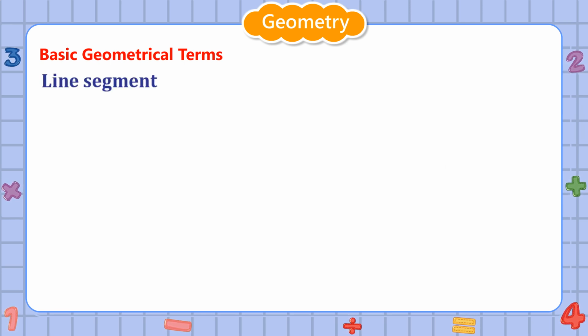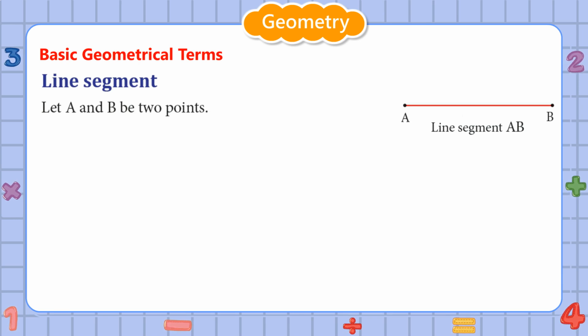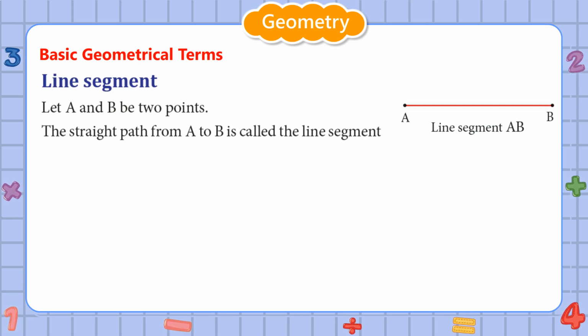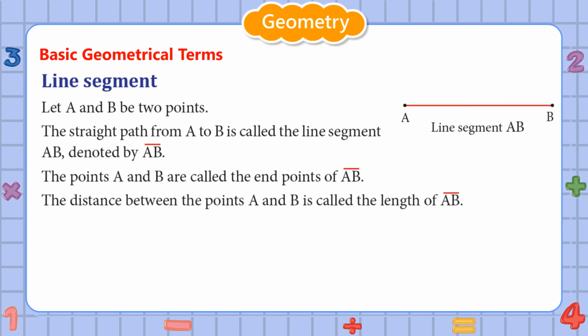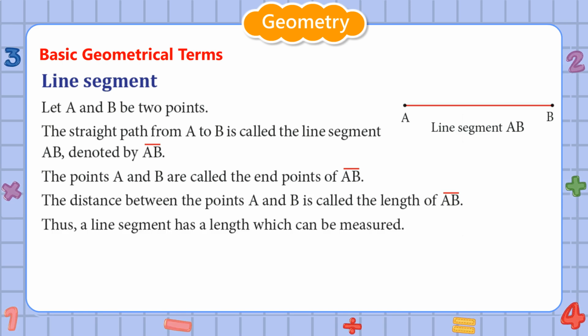Line segment. Let A and B be 2 points. The straight path from A to B is called the line segment AB, denoted by AB with a line over it. The points A and B are called the endpoints of line segment AB. The distance between the points A and B is called the length of line segment AB. Thus, a line segment has a length which can be measured.